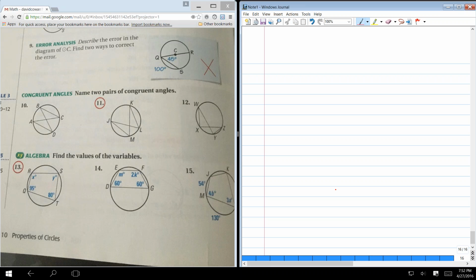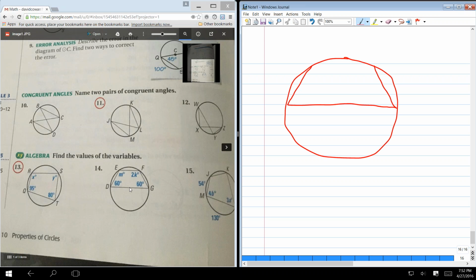So on 14, how should we begin it? Number 14. Draw it. We could do the same thing that we did with the last one. Pretty much exactly the same thing. That's not a diameter line. How do I know? Because it doesn't have a dot right there. Exactly. In other words, if it went through the center of the circle, it would have a dot.